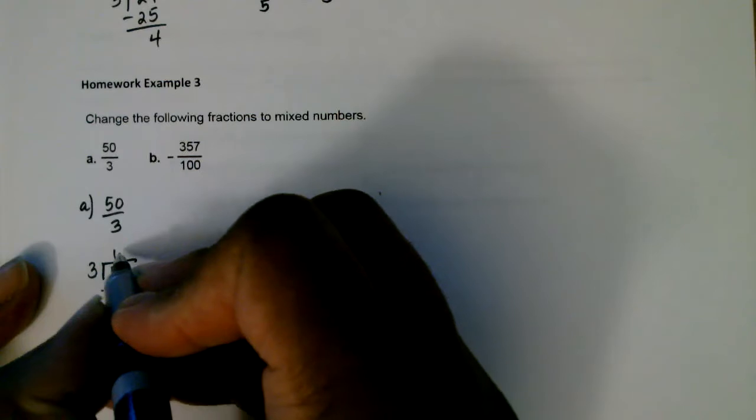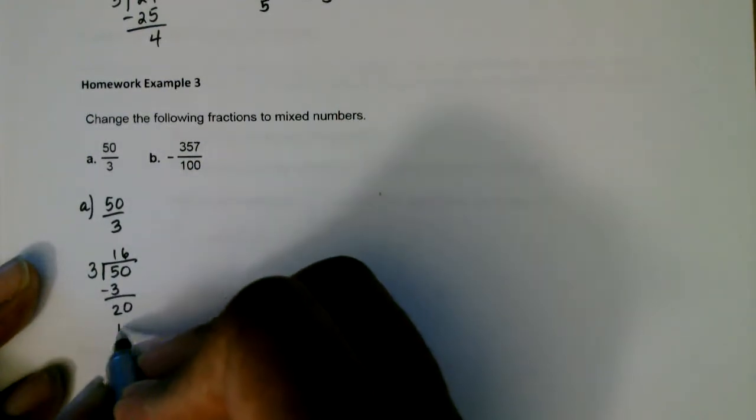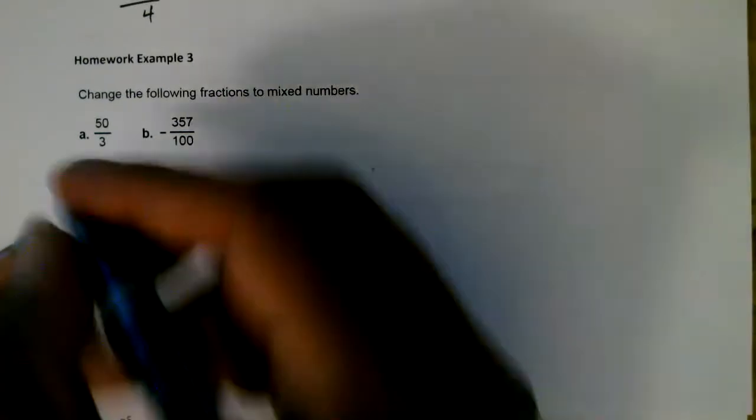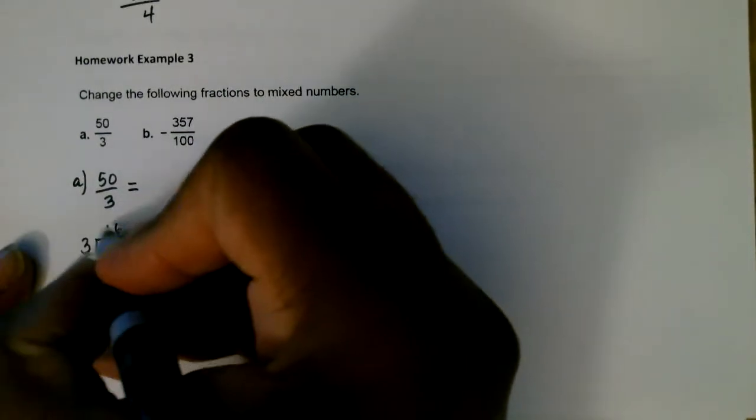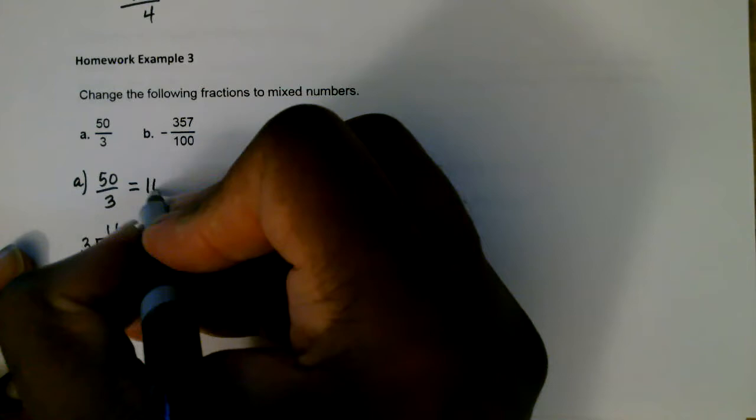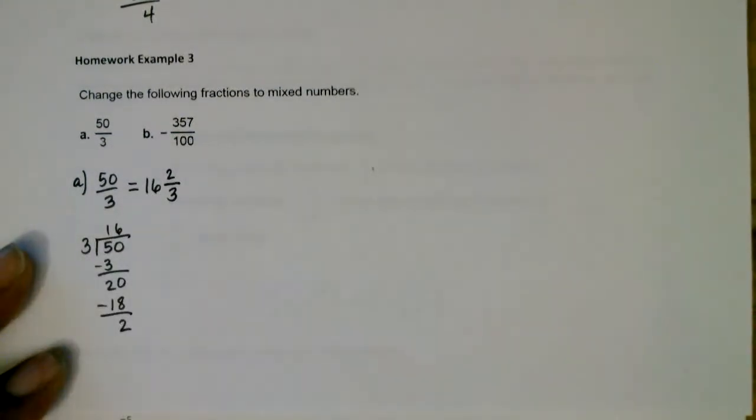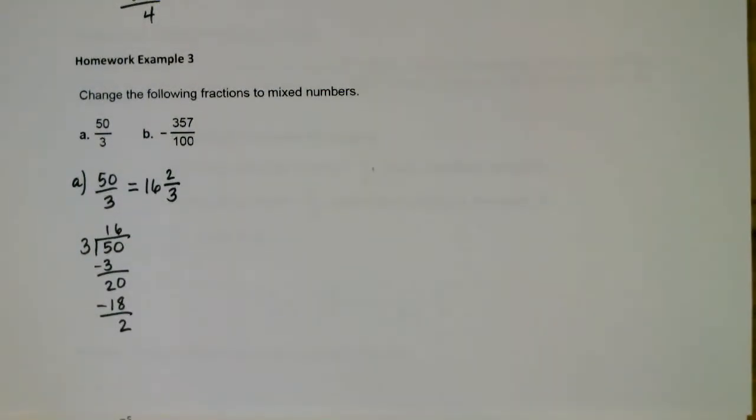3 goes into 20 6 times. 3 times 6 is 18. Subtract 18 from 20. You'll get 2 left over. So 50 over 3 would be this. My quotient is 16. The remainder is the numerator. That'll be 2. And then that divisor is 3. So 16 2/3 is the mixed number for 50 over 3.